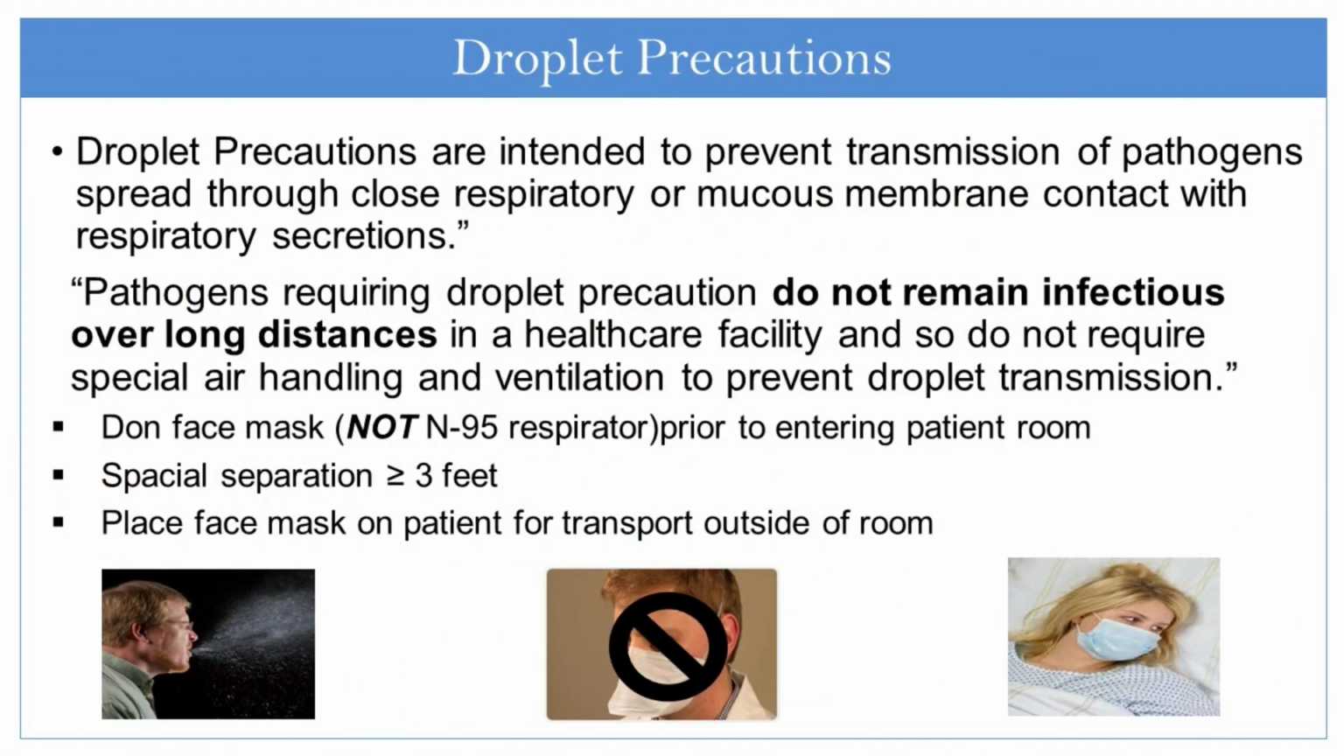The droplet precautions are intended to prevent the transmission of pathogens spread through close respiratory or mucous membrane contacts with the respiratory secretions. Pathogens requiring droplet precautions do not remain infectious over long distances in a healthcare facility, and so they do not require special air handling and ventilation to prevent droplet infection.